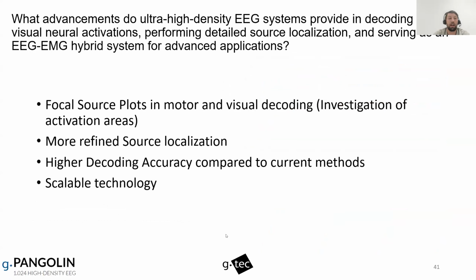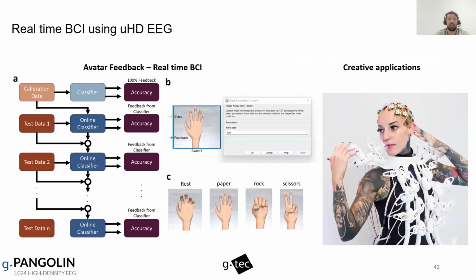And in the end, I just want to answer the main questions. So particularly important, which advancements our system gives us, are the focal source plots in the motor and as well in the visual decoding experiments. We have a more refined source localization, and we achieve higher decoding accuracies compared to the current methods, and the technology is very scalable. These are the main benefits in this case.